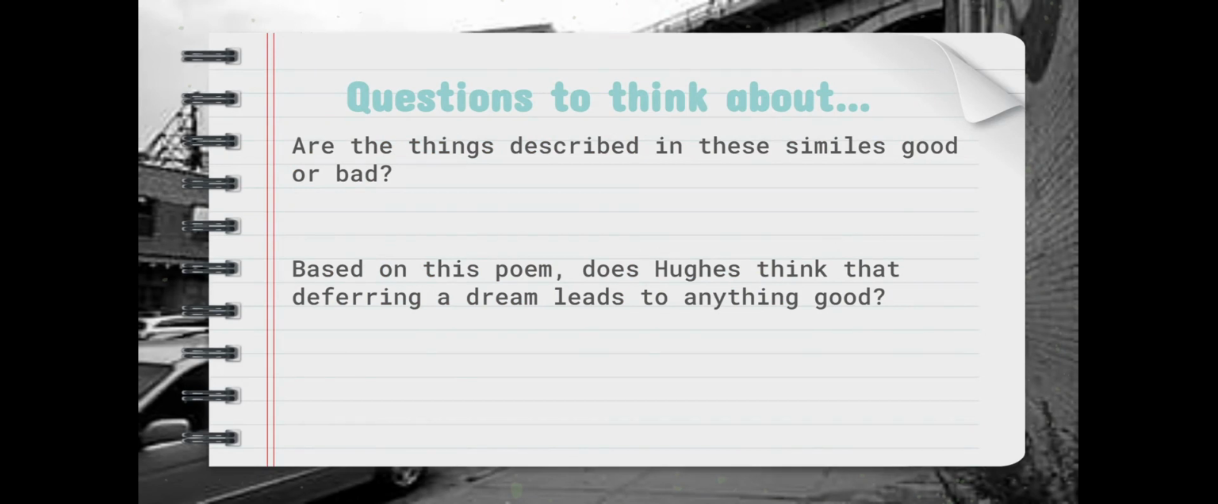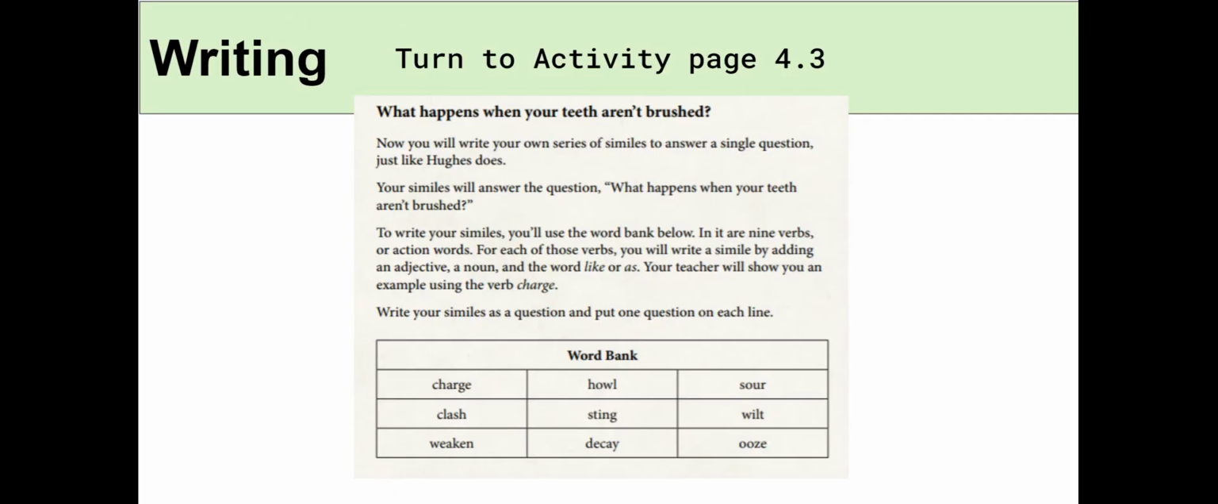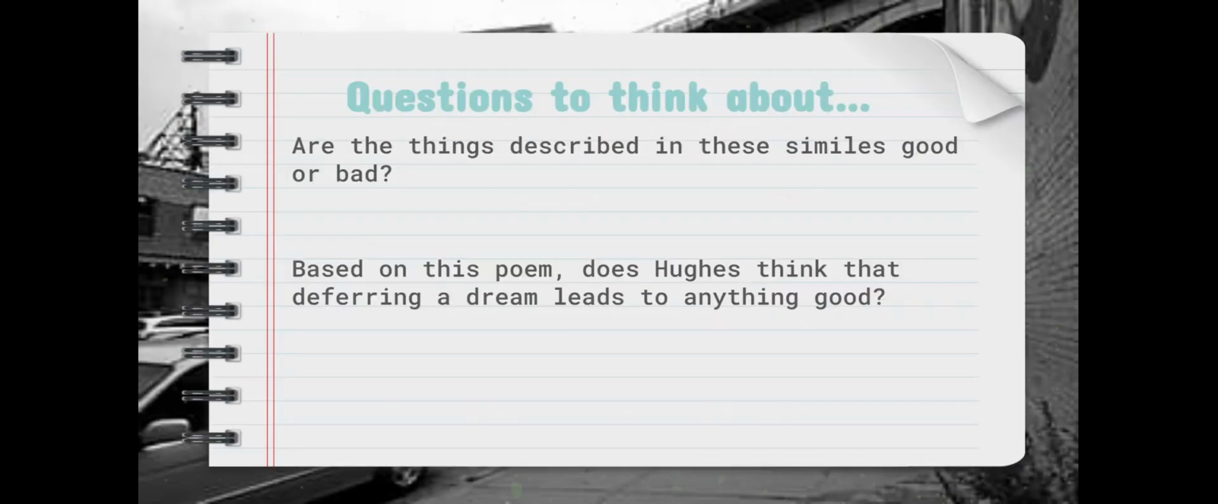All right, so some things to think about. Are the things that we described in these similes good or bad? And based on this poem, does Langston Hughes think that deferring a dream leads to anything good? I would say that they are all giving examples of things that are bad. And I would say that based on all of those bad examples, he's encouraging his readers not to defer their dreams because they're not going to lead you into happiness. It's not going to lead you to being fulfilled in your life or your accomplishments.